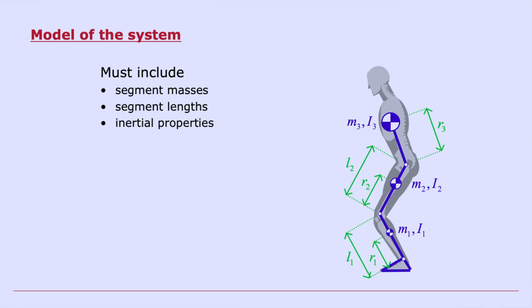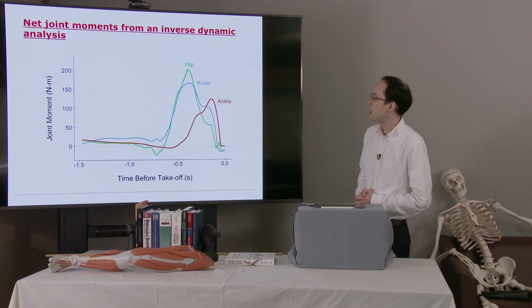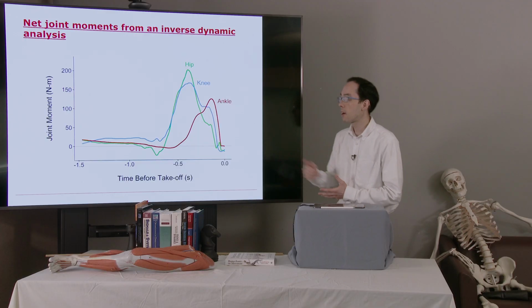So assuming we have data from our experiment, we have appropriate parameters for our model, now we can do our calculations. And this is what you might get if you performed an inverse dynamic analysis at each point in time. On the vertical axis, we have joint moments. On the horizontal axis is the time before takeoff. So here they're crouching down, and at 0, they've left the ground. So we'd perform this analysis at each point in time.